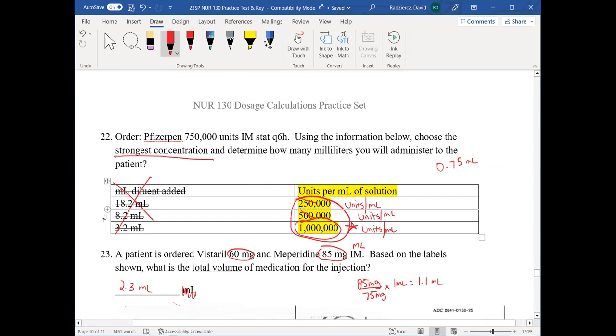The Pfizer pen question, what you need to know is that you ignore these milliliters diluent added. That's just telling you or the pharmacy how much sterile water to add to the powder to get to the units per mL. So what I have circled here, that's your concentration. That's what you care about. That's your suspension, your units or milligrams or micrograms per milliliter, or milliequivalents per milliliter. It's what tells you what to administer.